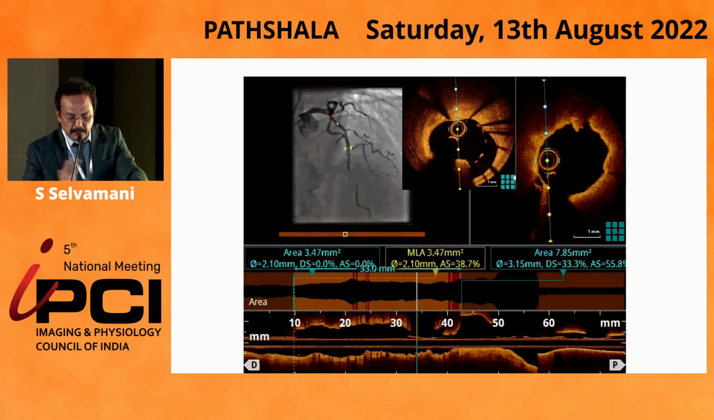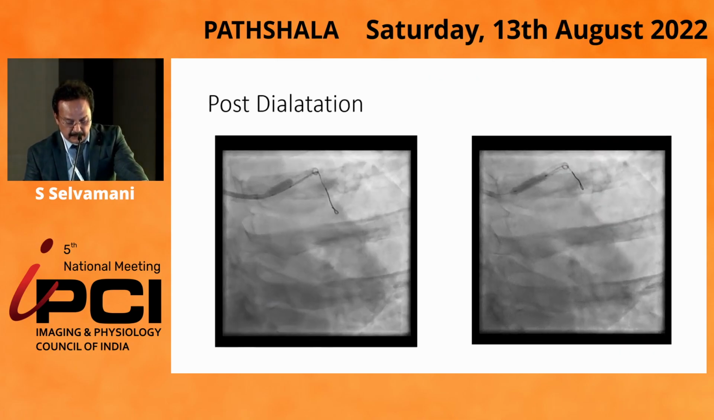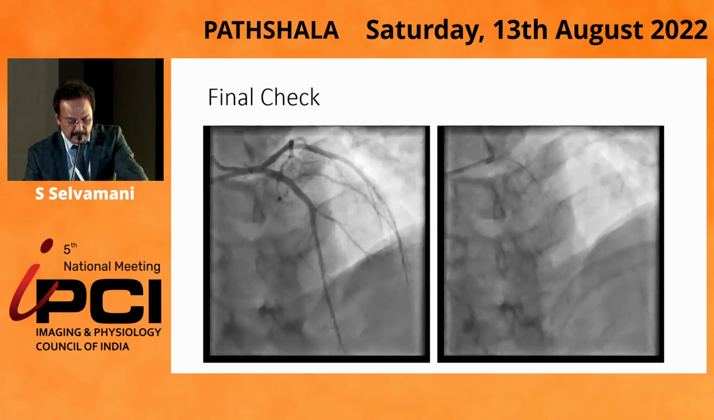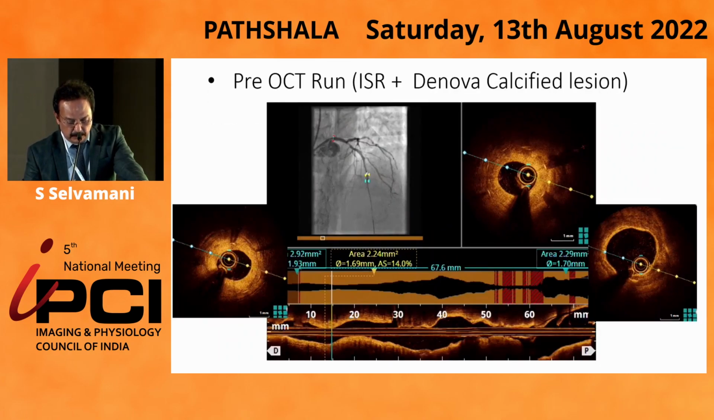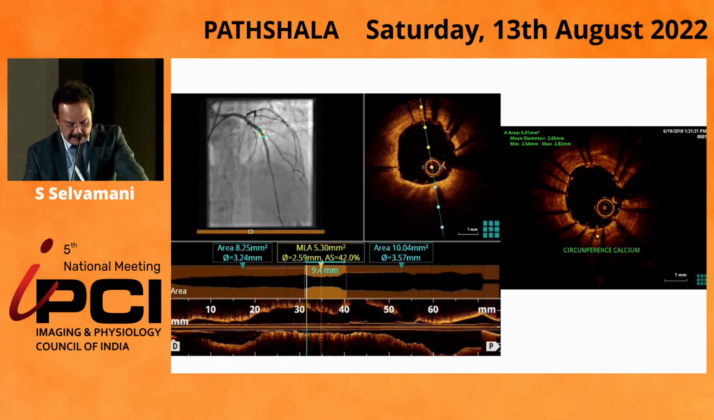You cannot make out anything about malapposition on an angiogram. Very difficult to pick up on angiogram. OCT clearly shows that there is an area of significant malapposition which was dilated with a balloon, and the patient is doing well. And now, we have so many other examples and cases.